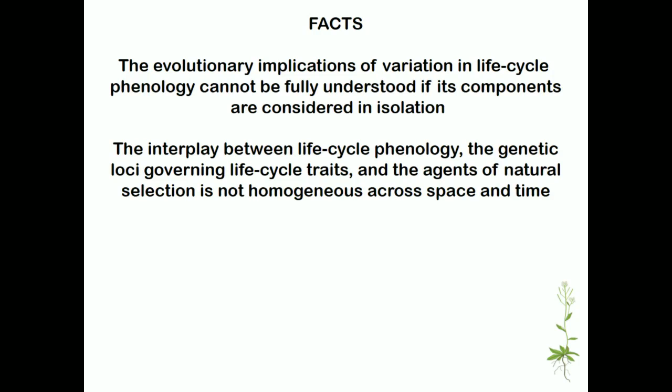However, we know two important things that strongly determine the way we study adaptive variation in life cycle phenology in plants. The first one is that the evolutionary implications of variation in life cycle phenology cannot be fully understood if its components are considered in isolation. And we have good examples of this, because we know that the timing of germination strongly affects the timing of reproduction. And we also know now that the environmental conditions during flowering, fruiting, and even dispersal do affect seed dormancy patterns.